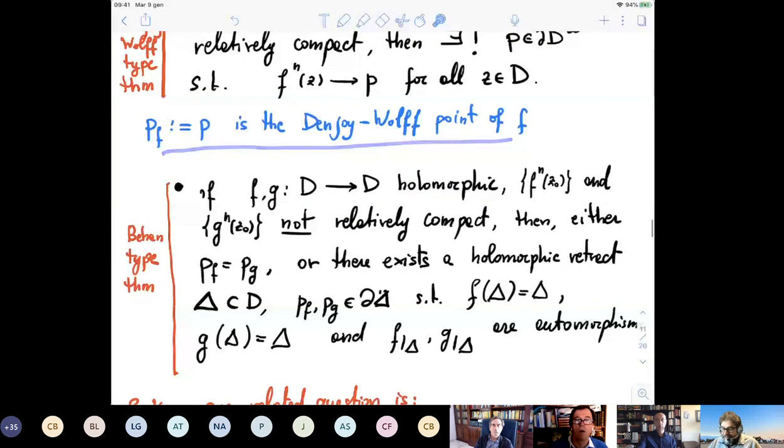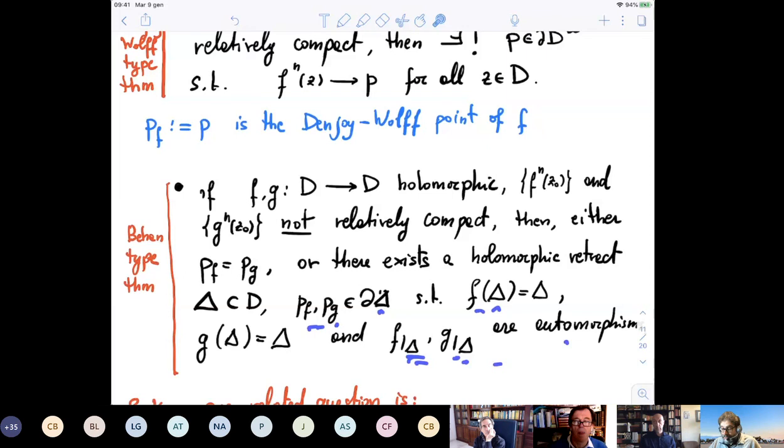And the same, using my result with Andy Zimmer and Hervé Gaussier, you can generalize the so-called Behan result. If you have two holomorphic self-maps which are commuting and the orbits are not relatively compact, then either they have the same Denjoy-Wolff point or there exists a holomorphic retract which contains the two points on the boundary so that the restrictions here are automorphisms.